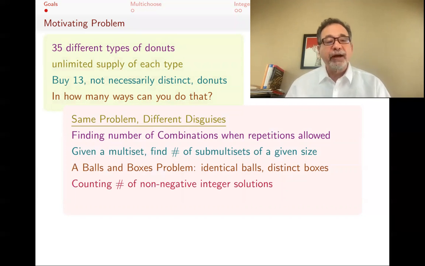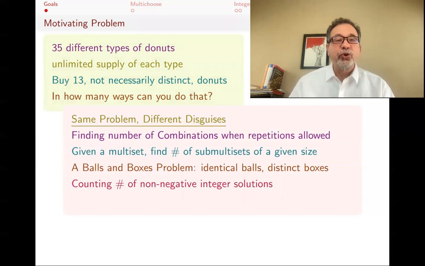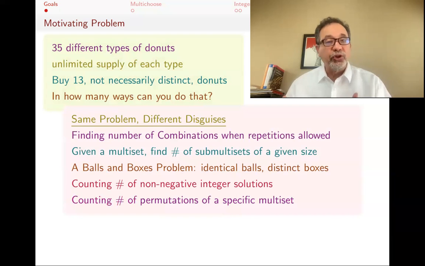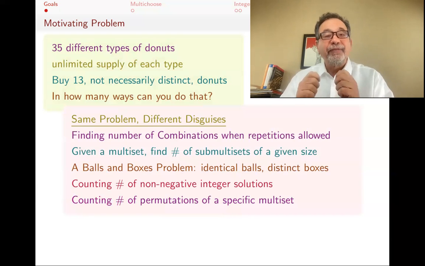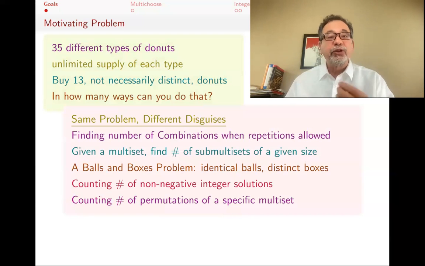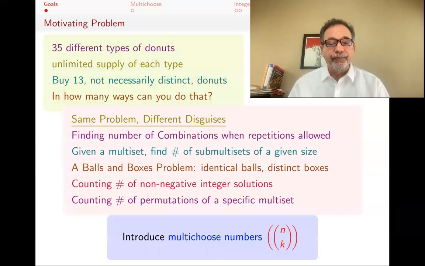It will also turn out that this is going to be the same as counting the number of non-negative integer solutions to certain kinds of equations. And also, it will become counting the number of permutations of a specific multiset. And this last one is one that has been the subject of a previous video, we know how to do, and that will be the way we're going to crack this problem, by translating all of them to a problem we've already done, which is finding permutations of a multiset, a very specific multiset.